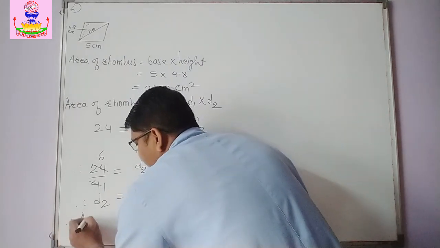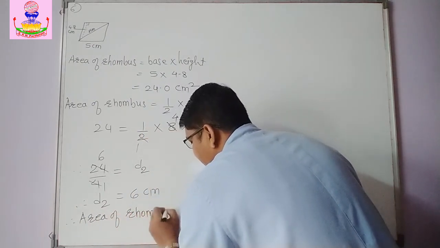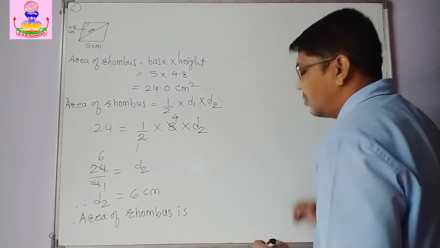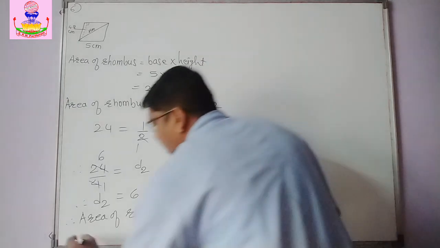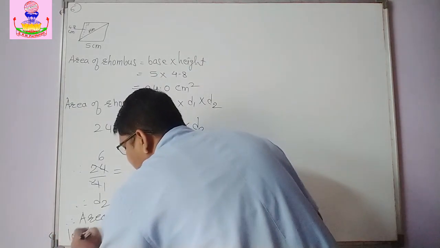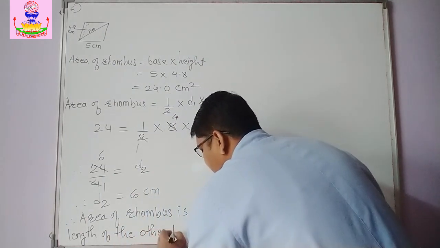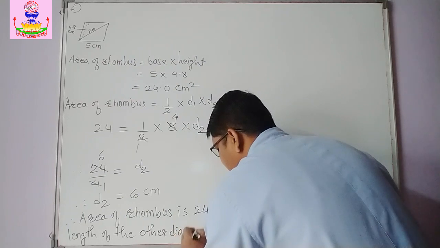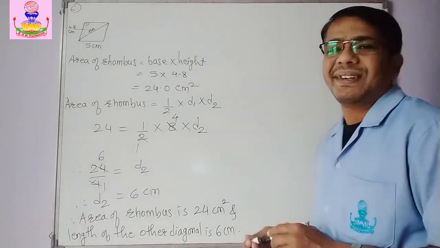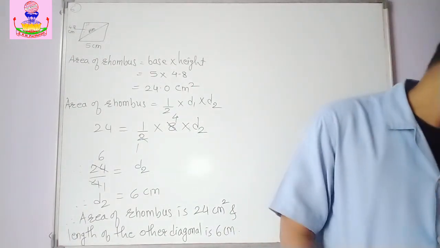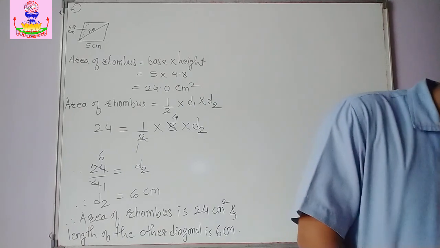So my final statement, therefore the area of the rhombus is how much? 24 centimeters square, and the length of the other diagonal is how much? 6 centimeters. Okay, now let's solve the next example, that is the 8th example.